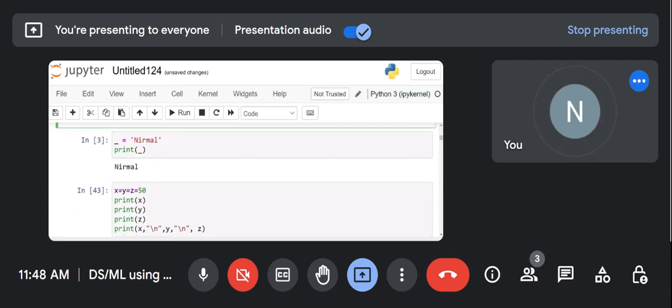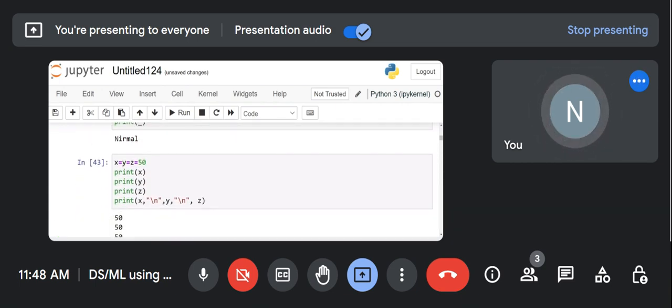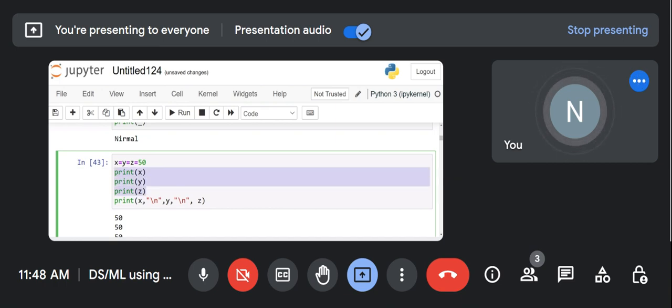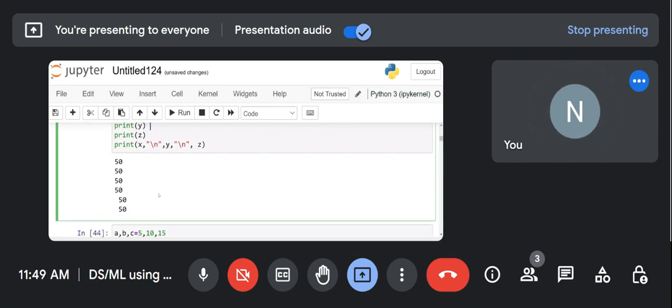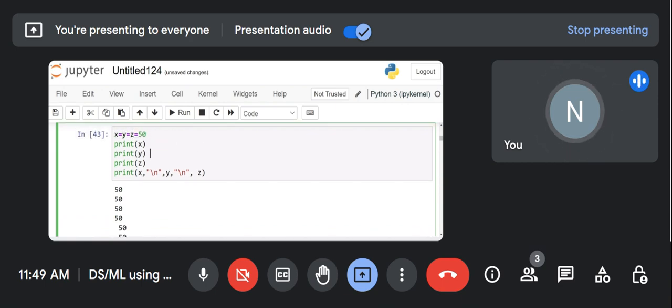This is not possible. Also, if I just want to save lines, for example, it's better to declare the variables in a single line. So x equal to y equal to z equal to 50, assigning the same value to all these variables. I printed them. And if I want to print them on the next lines, the new line character, slash n, is a new line character. So to print them on the next lines, I'm going to use slash n.